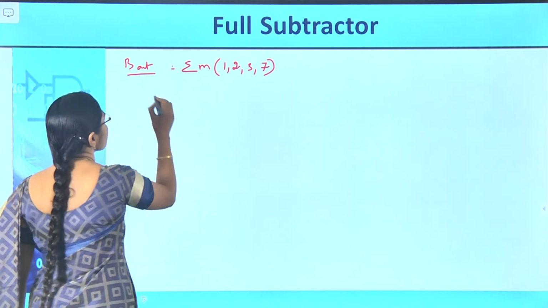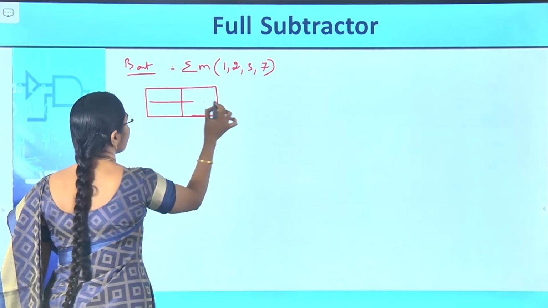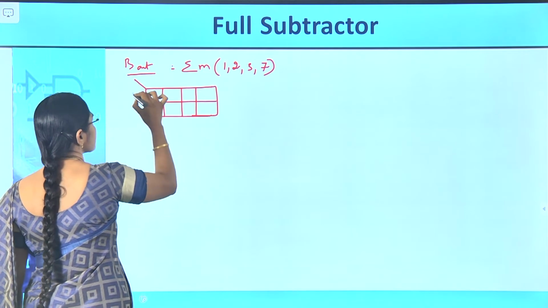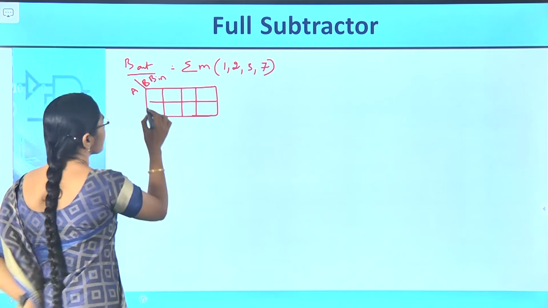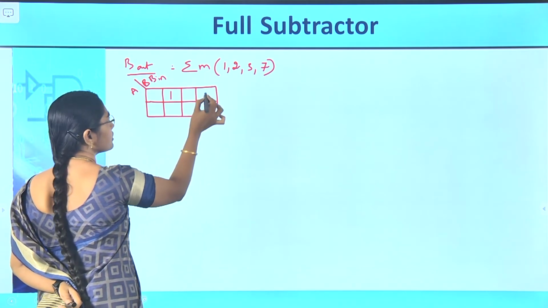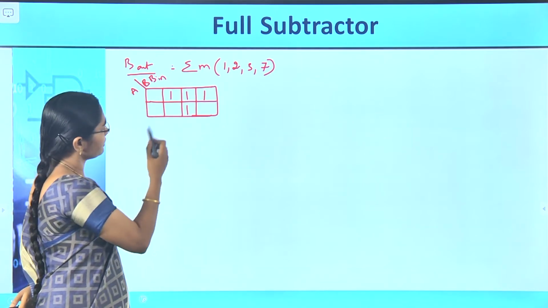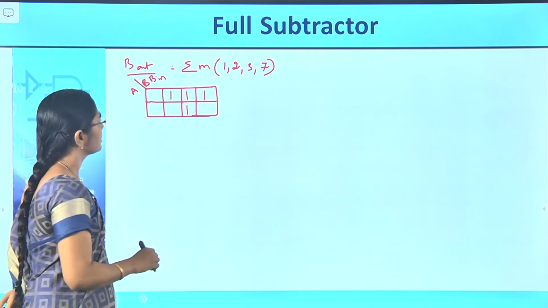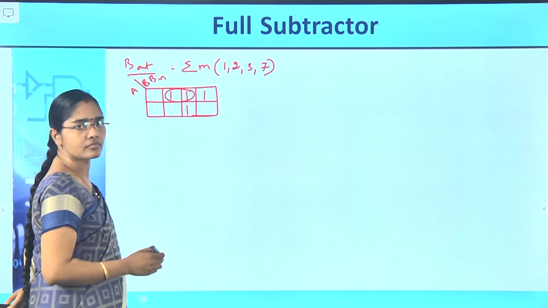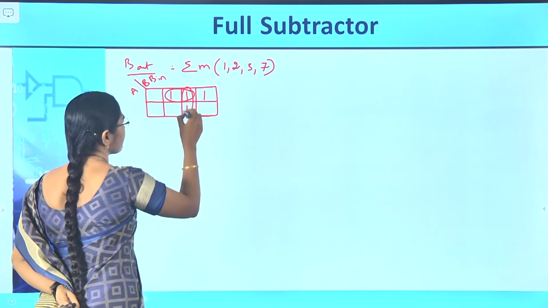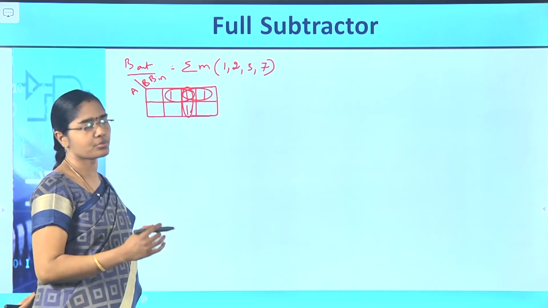Okay, use the K map. Here it is also 3 variables. So a 3 variable K map with MSB as A and the next LSB as B in. The minterms existing for the borrow out are 1, 2, 3 and 7. Okay, so this is the minterm filling in the K map. Then here pairs are possible. Let us take the first pair, and these two ones will form a second pair, and these two ones will form a third pair. 3 pairs are possible here.